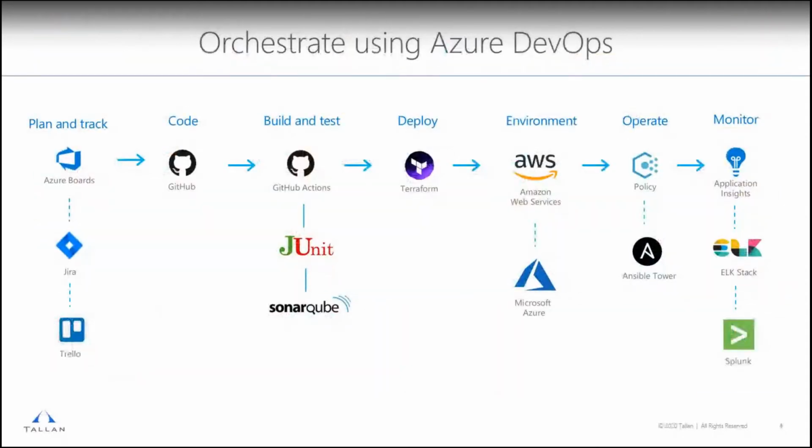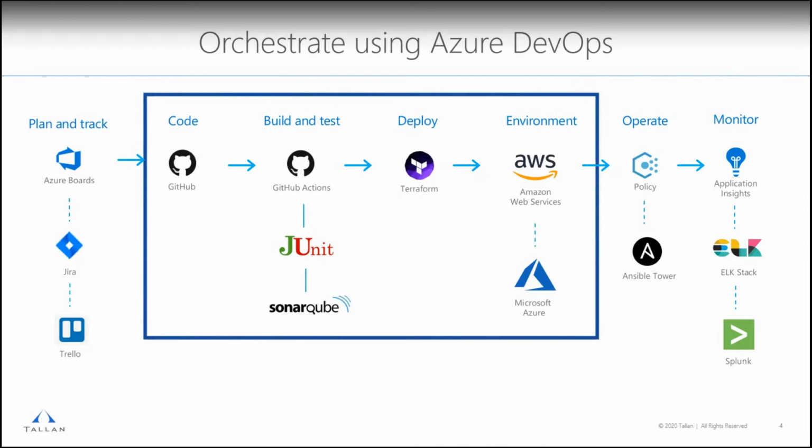So, with that said, today we're going to be putting together a tool chain that uses Azure DevOps to orchestrate the pipeline. While DevOps is a bigger process, it talks about 8 phases: planning and tracking, coding, build and test, release and deploy, operations and monitor. In this case, I included environment. We're only going to be really talking about the coding, the building and testing today, as well as the deploy environment.